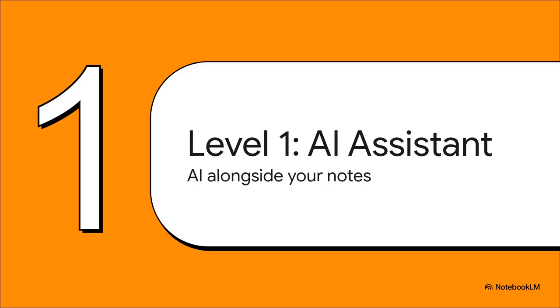Okay, so let's start at level 1. This is the easy on-ramp, what I'm calling the AI assistant. And really, you can just think of it like this. You've got a super smart chatbot sitting right there, working alongside your notes, ready to go whenever you need to brainstorm or ask a quick question.